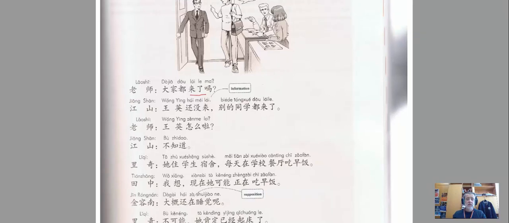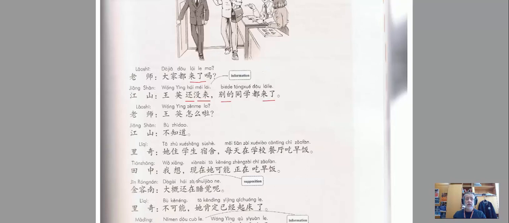So Jiang Shan, the next character here, says, 王英还没来，别的同学都来了. So in this lesson we learned the word 还, meaning still or yet. We have seen that character before, which can mean also. And 没来, so has not come. 别的同学, 别的 we've learned before to mean other. 同学 we know, which means classmates. 都来了.